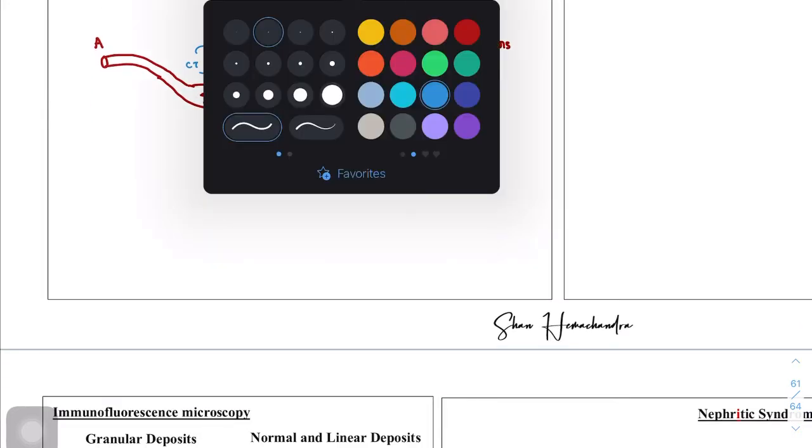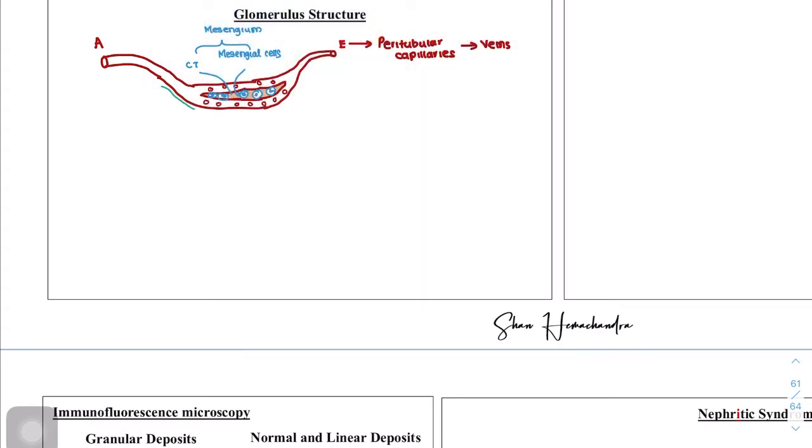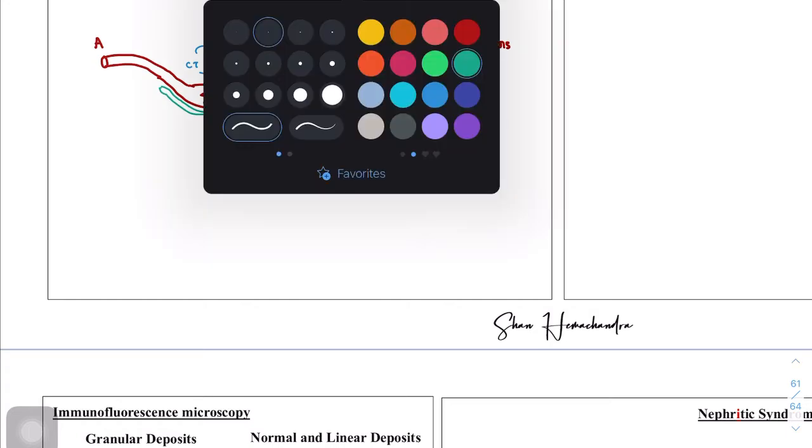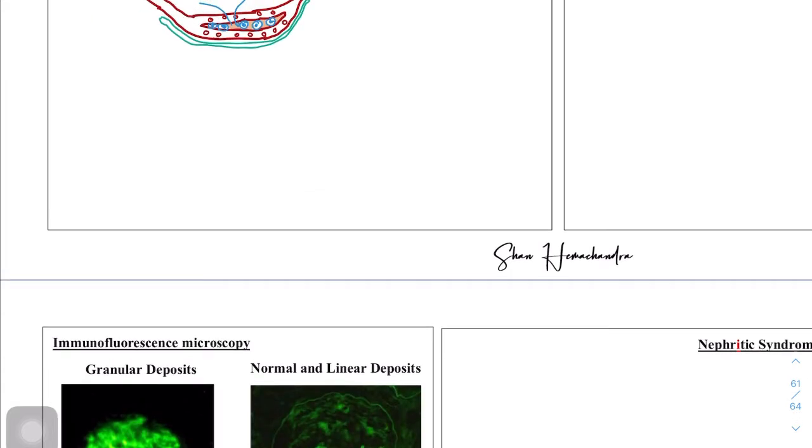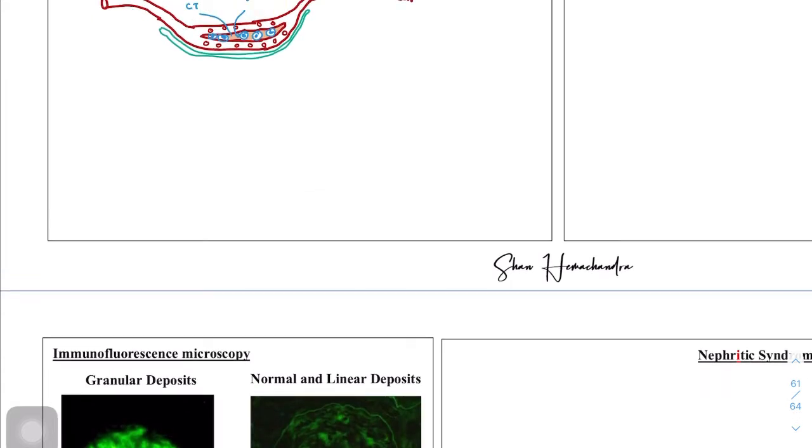Next, we will draw the basement membrane. So the basement membrane is going to be between the capillary endothelium and the epithelium of the Bowman's capsule. So these epithelium have a special structure. These are called foot processes. So these epithelial cells have foot processes.